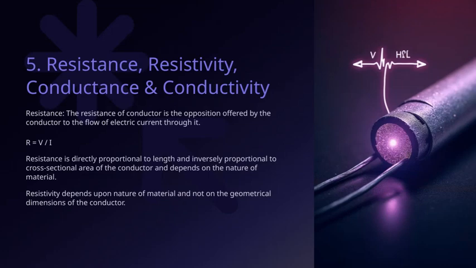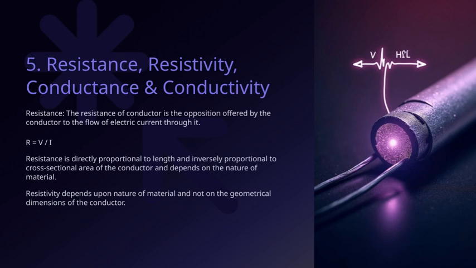Resistivity depends primarily on the nature of the material itself, not on its geometrical dimensions. This means that different materials have different inherent resistivities, which determine how much they oppose the flow of electric current. On the other hand, resistance is affected by both the material and the shape of the conductor. Specifically, resistance is directly proportional to the length of the conductor. So, the longer the wire, the higher its resistance. Conversely, resistance is inversely proportional to the cross-sectional area. Thicker wires have lower resistance.